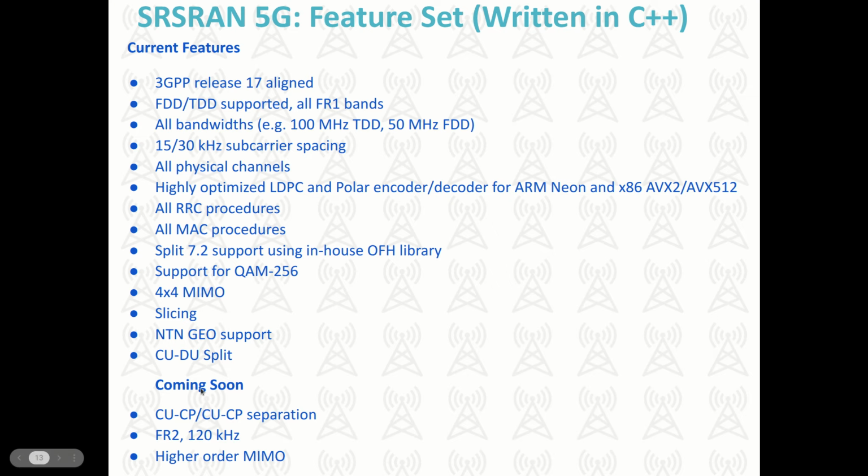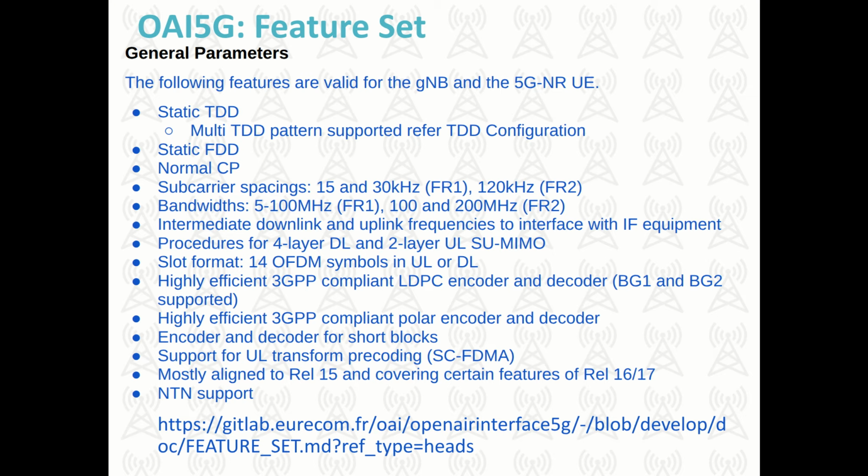Then, as per their upcoming features, I think it should be CU-CP and CU-UP separation, and FR2 is still not supported, and then higher order MIMO, because we know that the number of layers in downlink can go up to 8 also.